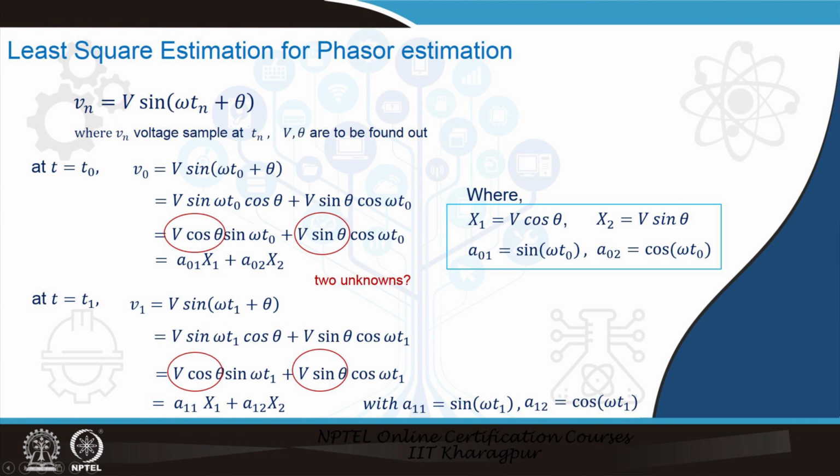Therefore, this becomes equal to a 1 1 x 1 plus a 1 2 x 2, where x 1 is again the same V cos theta and x 2 is V sin theta, and the corresponding a 1 1 will be sin omega t 1 and a 1 2 will be cos omega t 1. So, with a 1 1 equals sin omega t 1, a 1 2 equals cos omega t 1, x 1 equals V cos theta and x 2 equals V sin theta, we get the relation for the next sample.